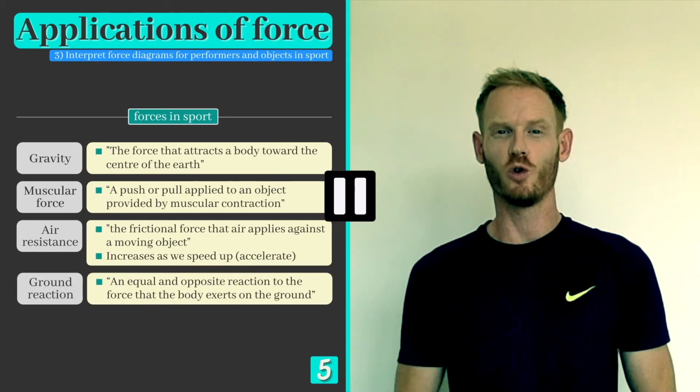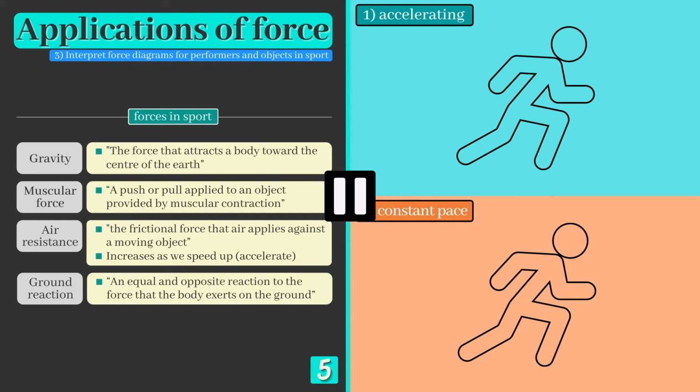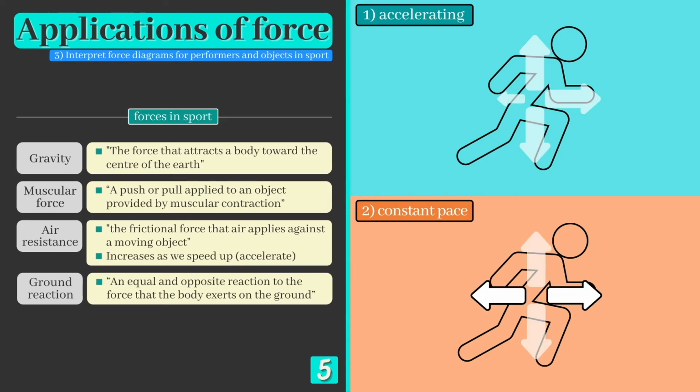Pause the video now to draw 2 stick figures and add arrows to illustrate the forces acting while accelerating and moving at a constant pace. Make sure you include force arrows for all 4 forces. The vertical arrows should be the same size and in opposite directions, as gravity is balanced by an equal and opposite ground reaction force. Muscular force is greater than air resistance here, causing the runner to accelerate. In this example, the horizontal arrows should be the same size, as muscular force and air resistance must be balanced if a constant pace is to be maintained.